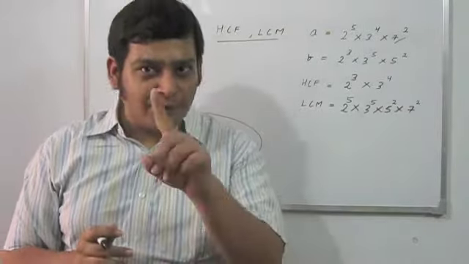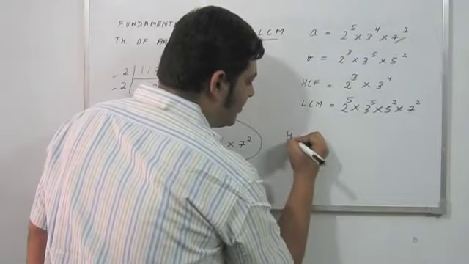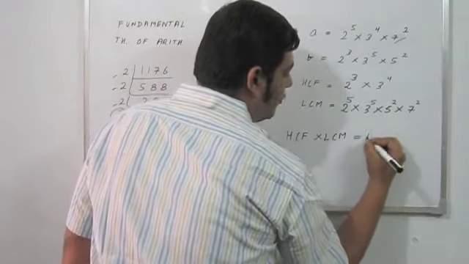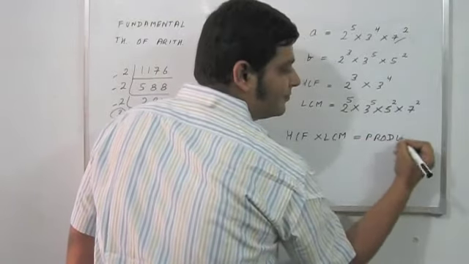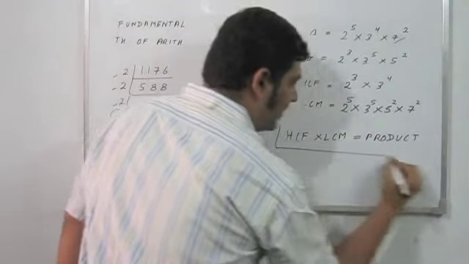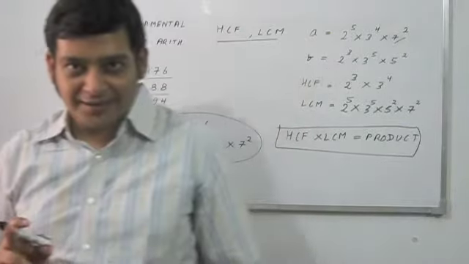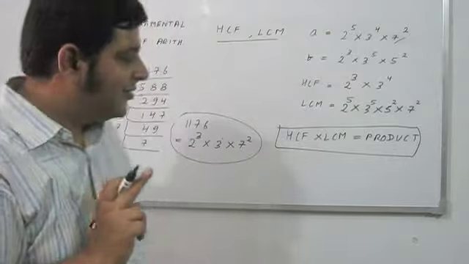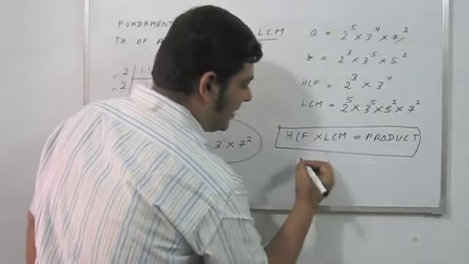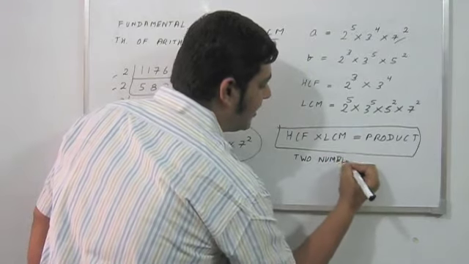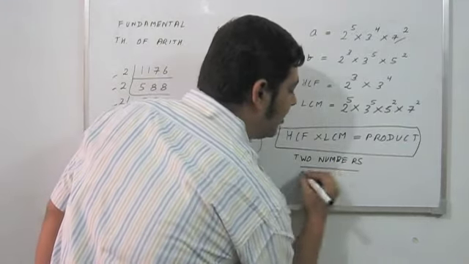It also leads to one very, very essential property which can be used in exams, and that is HCF into LCM is equal to the product. Once again, HCF into LCM is equal to the product of the numbers. But you need to remember that this is applicable only when you have two numbers. It is not applicable in all cases.